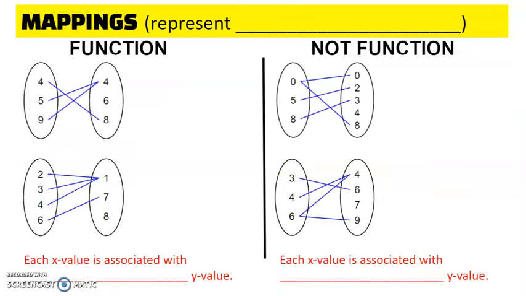That's what makes it a function. X cannot repeat. All right, mappings. Mappings are a cool way to look at ordered pairs.